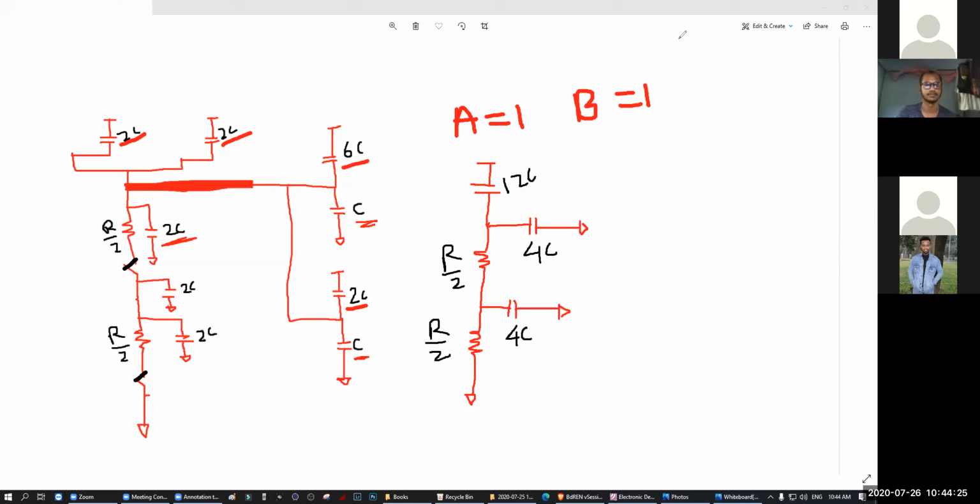No, nothing. So which one is our output point? Our output point is this one. At this point, we have 2 capacitors: one is 12C, another one is 4C. We make them parallel, and if we do that, 12C and 4C become 16C.